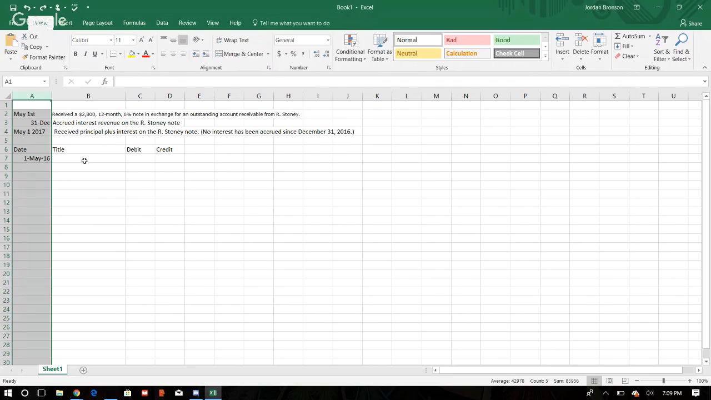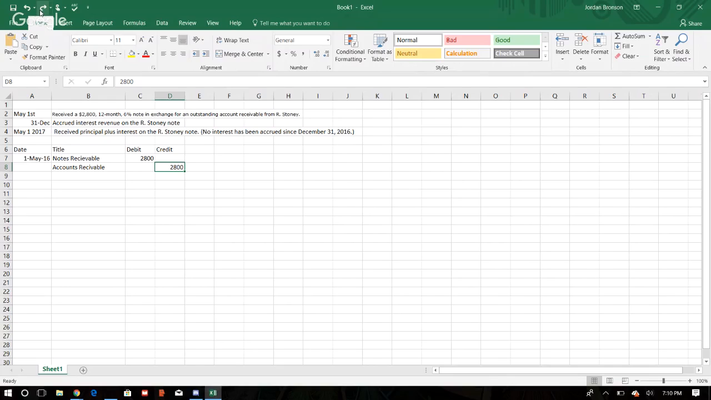The very first one is we get a note receivable from the company R. Stoney. To record that, the first thing we'll do is debit the note receivable, and then we'll credit accounts receivable, just to show that we are taking the note receivable from R. Stoney. We'll put the amount of that note in there, $2,800, and we're done for that transaction.